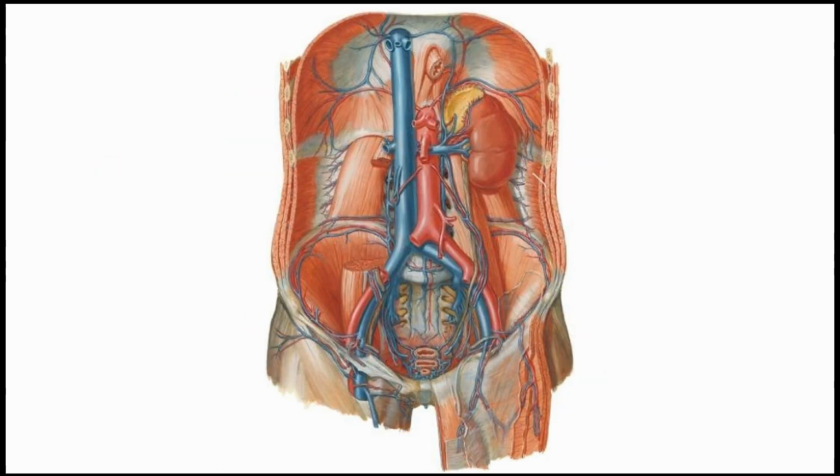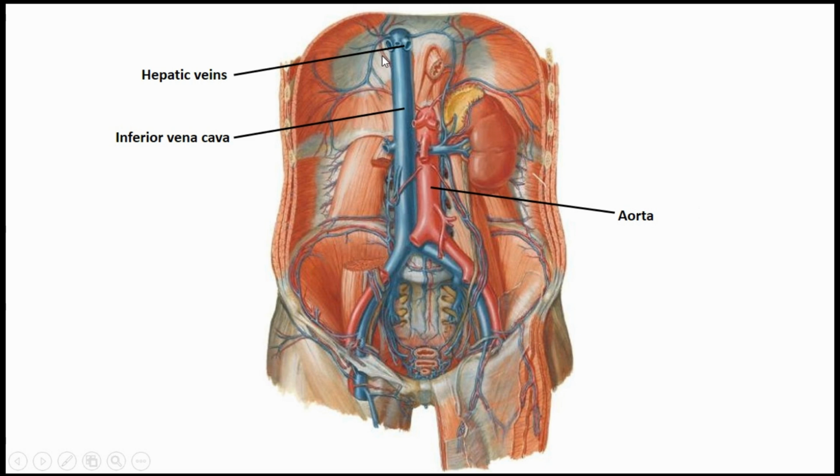So, if we take a look at the posterior body wall, what we see are the two large vessels. We've got the abdominal aorta and the inferior vena cava, and pretty much everything we care about is going to connect to those in one way or another. The hepatic veins are going to be where the liver drains its blood, and since the liver receives most of the blood from the abdominal organs, the digestive tract, as well as the spleen, all that blood will eventually work its way into the inferior vena cava via those hepatic veins.